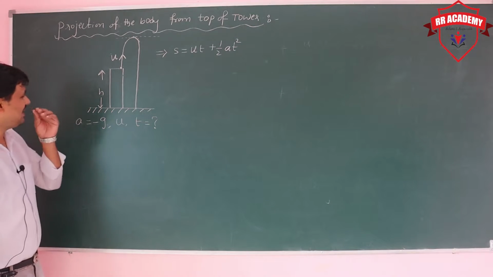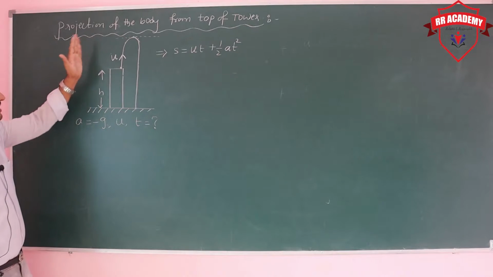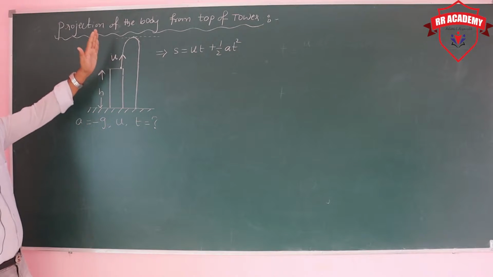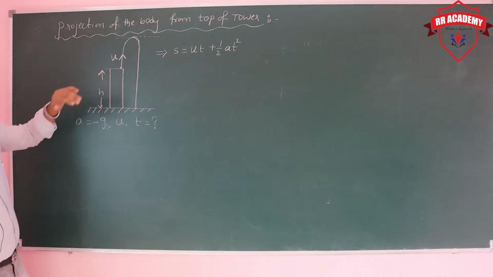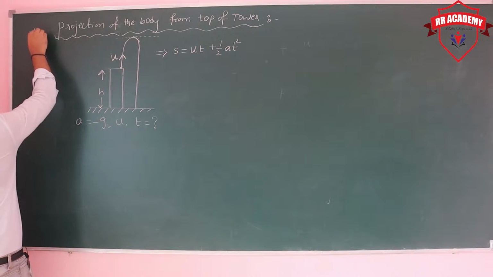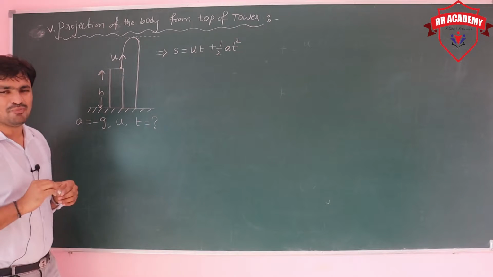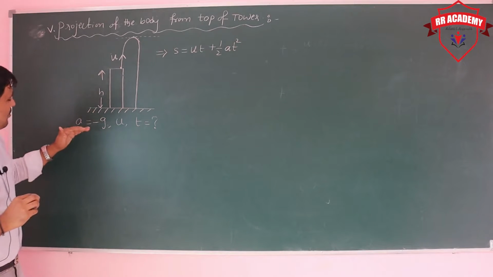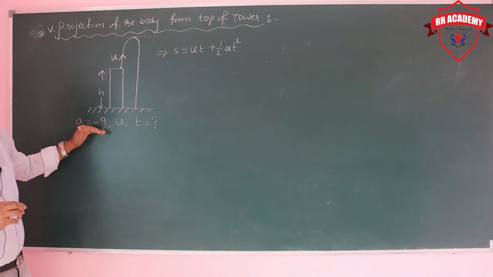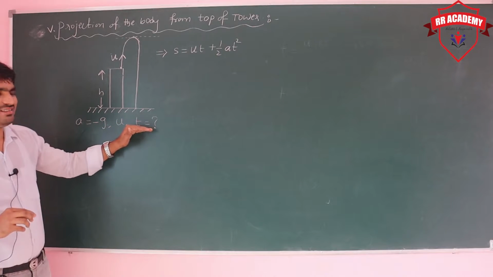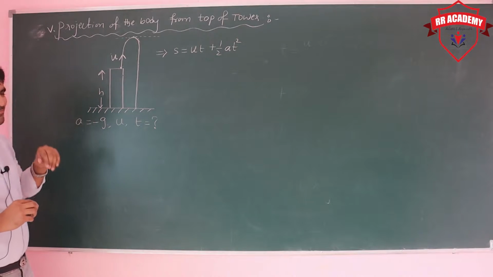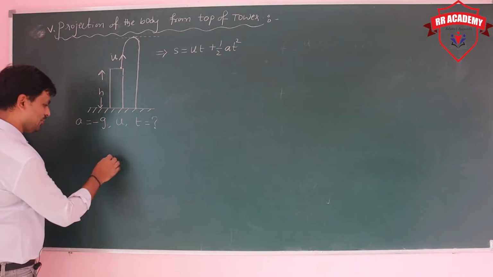For that, I am taking the vertical projection of the body from the top of the tower. Here, a is equal to minus g, vertically upwards, and the initial velocity is u, with time t. But I want to get the displacement. What is the displacement traveled by the body?